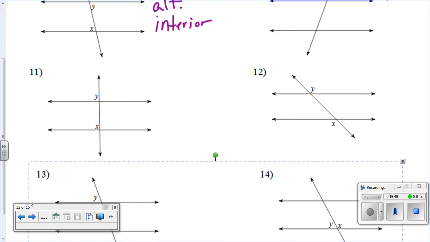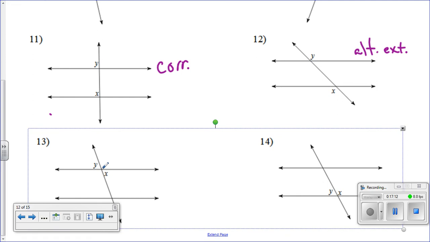Okay, if we look at these two, they look like they're twins, like this has got a twin down here, that's corresponding. These two are on opposite sides, but they're on the outside, so that's going to be alternate exterior. These share the vertex in the middle, they make the V's, that's vertical. And these two are next to each other and share a side, these are adjacent.